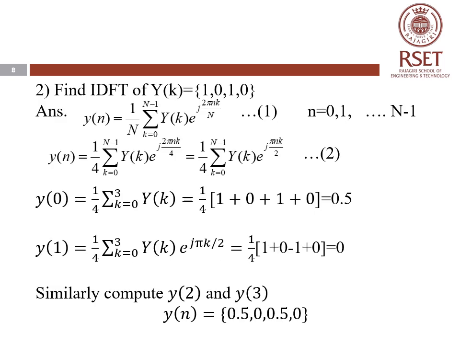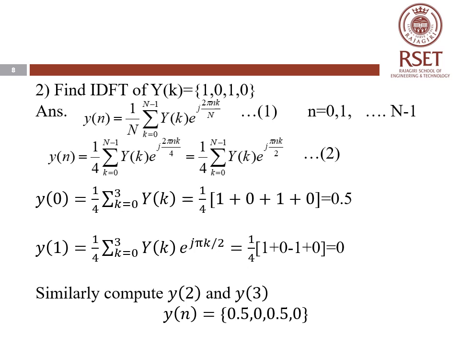Now let's do a problem to find out the inverse DFT. So the question is, find IDFT of y of k is equal to 1, 0, 1, 0. So you are given the DFT value, that is why you have the k index. So you are asked to find out the inverse DFT. We have to find out small letter y of n.